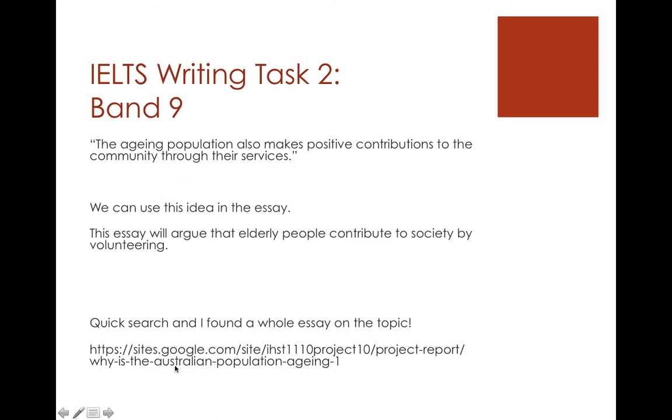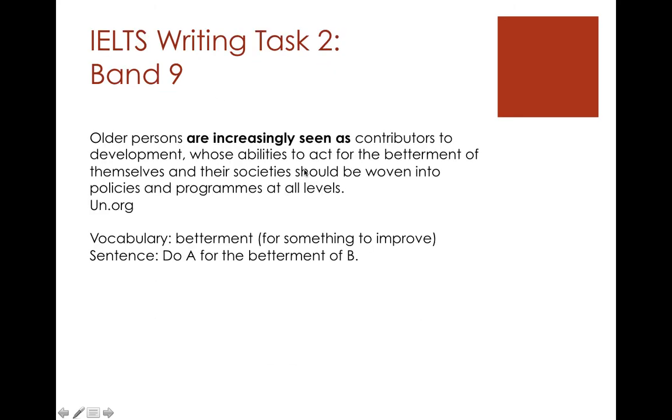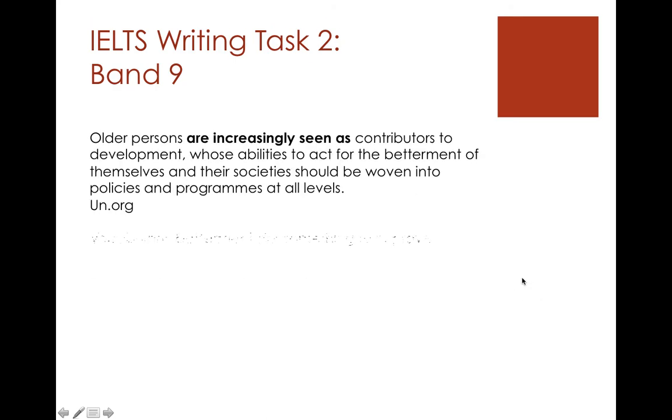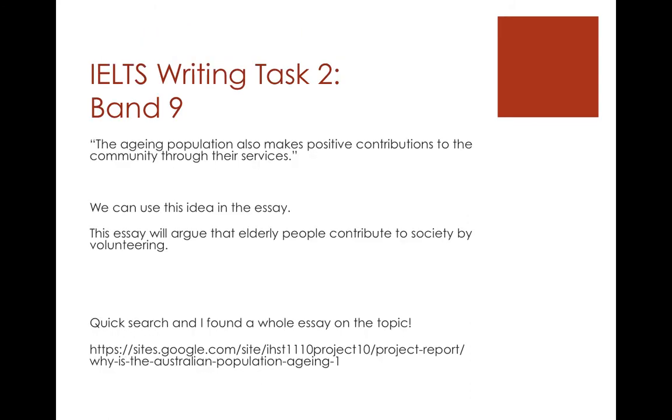Okay, so we have another quote here, and I've gone to another website and got a different quote from Australian Population Aging. The aging population also makes positive contributions to the community through their services. So here we have a reason why they are, if we went back to the question, why they're important to society. And here you go, it's in this quote. Because they make positive contributions to the community through their services. So we can use this idea in the essay. This essay will argue that elderly people contribute to society by volunteering, which is basically what this means. So this is actually going to be one paragraph or part of one paragraph where we explain this idea of important to society. So again, quick search on Google, look for the keywords, and you can find yourself some good articles on it.